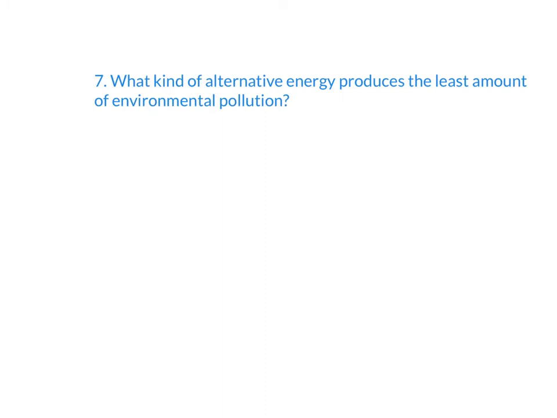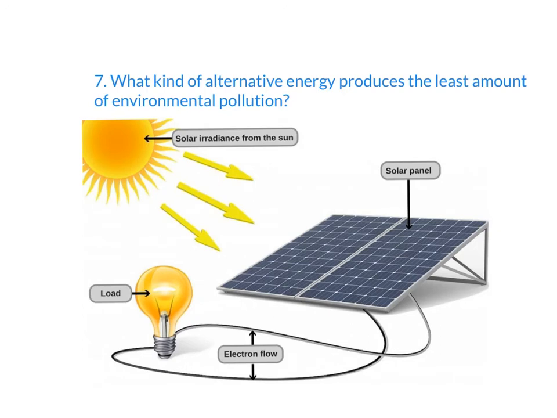So question number 7, what kind of alternative energy produces the least amount of environmental pollution? Well, probably solar panels. Solar panels, there's no waste product, there's not even any moving parts. The sun shines on the panels, they make electricity, and we use the electricity. Pretty simple, really.